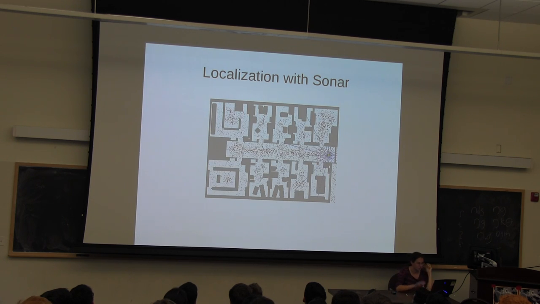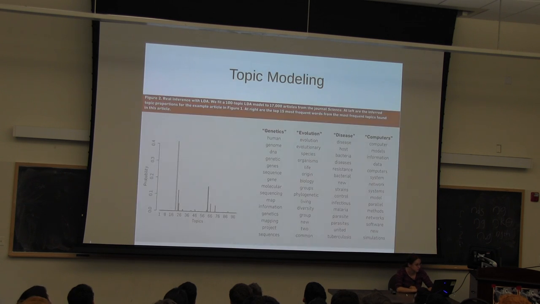That's sort of one example. In the beginning, it thinks it's everywhere, and then it explores the most promising regions. Another example is from computational linguistics. This is called topic modeling.